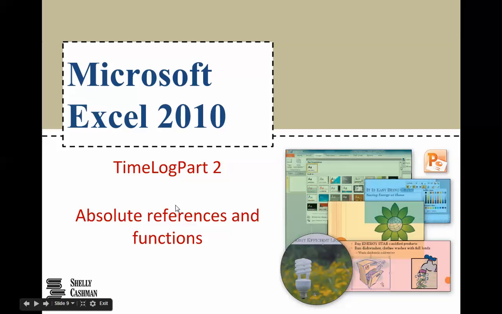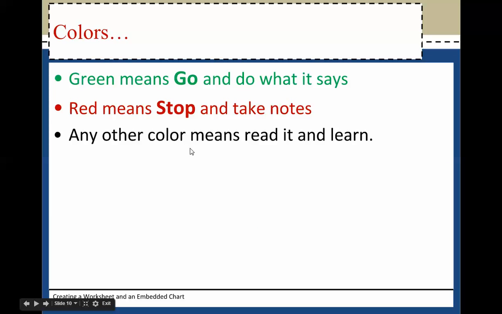Time log part 2. We're doing a spreadsheet. We're going to learn a little bit about absolute references and functions. Alright, you know the drill. Green text means go, red text means you got to take the notes, any other color means learn.